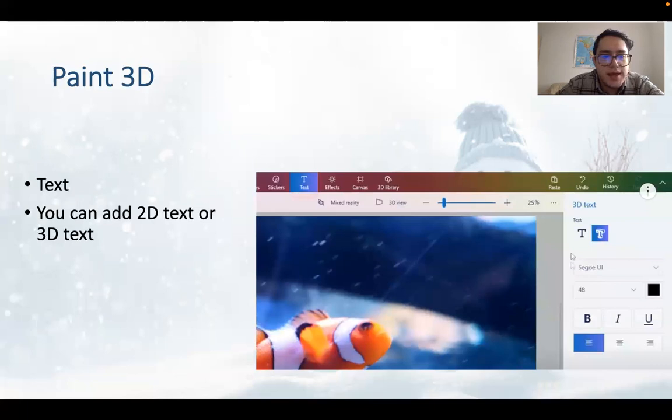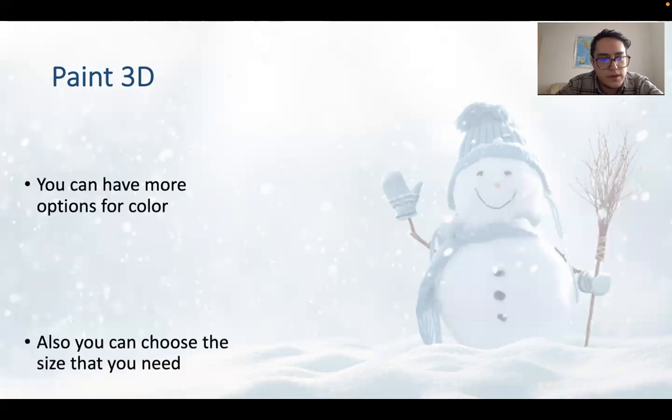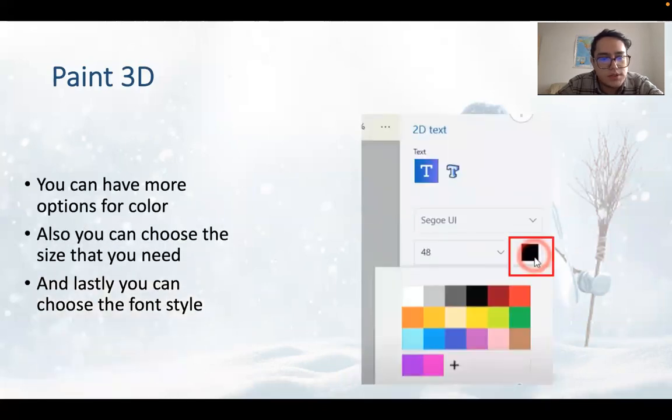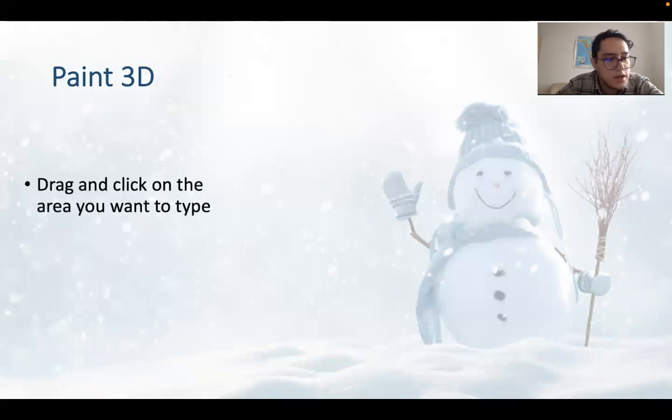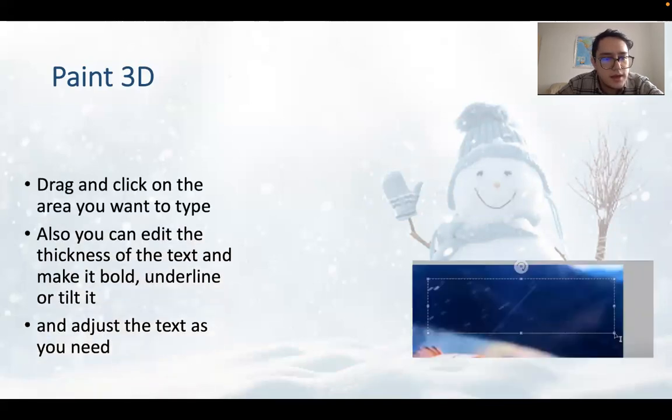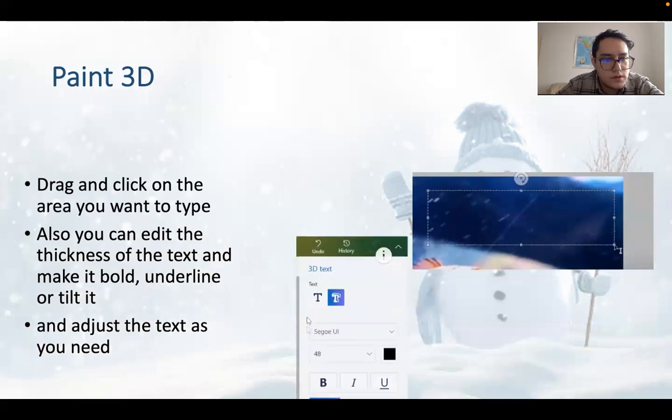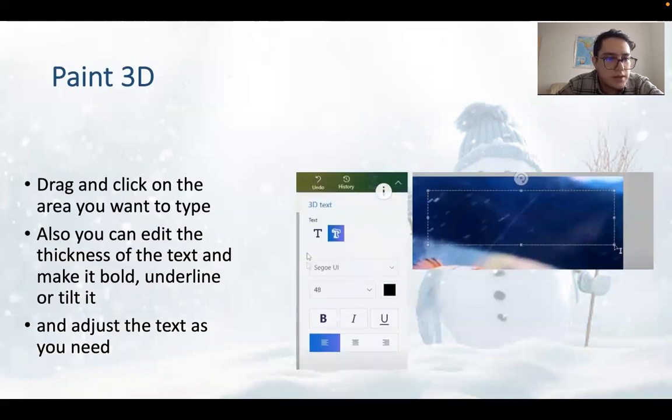Text. You can add 2D text and 3D text in Paint 3D. You can have more options for color. Also, you can choose the size you need. And lastly, you can choose the font size and font style that you need. Drag and click on the area you want to be able to type in. Also, you can edit the thickness of the text and make it bold, underline, or tilt. Adjust the text as you need.